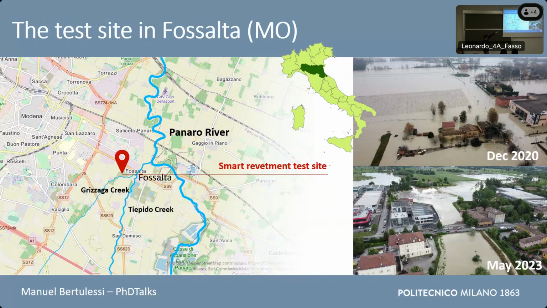So the first image refers to the last very important flood, of December 2020, whereas in the lower part we have the result of the flood of May 2023. After that, the Civil Protection Agency performed these important restoration works of the River Tiepido embankments and other hydraulic works in order to guarantee the hydraulic safety of the area.